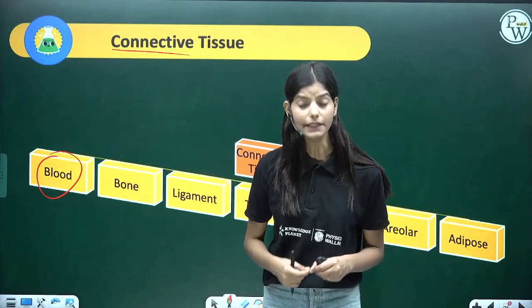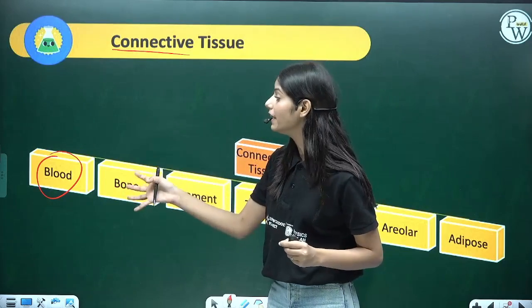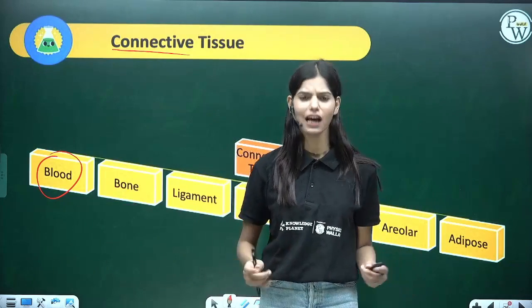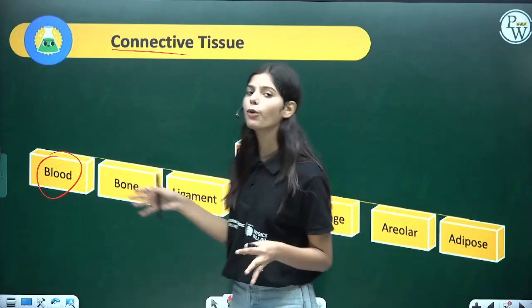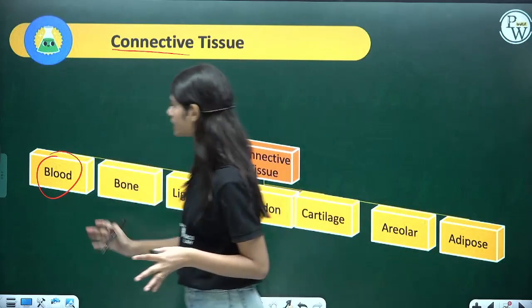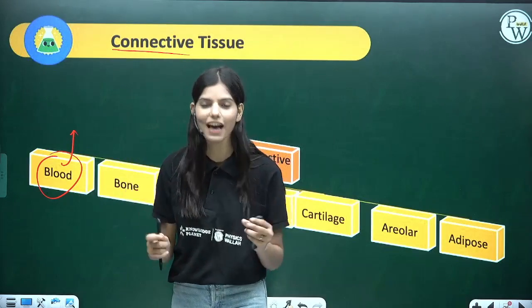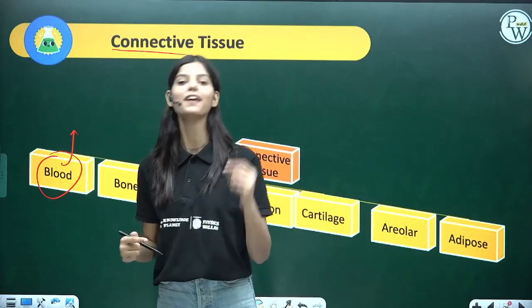Why exactly? Because it is connecting different parts of our body, and it is actually transporting the materials from one part of our body to another. Let's talk about the composition of blood now. If you talk about the composition of blood, guys, you can understand that blood has a fluid substance which makes up 55% of the blood, and it is called plasma.